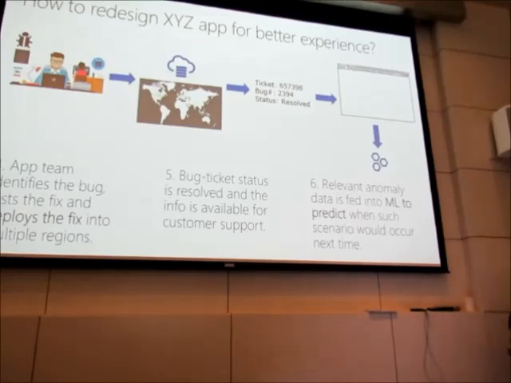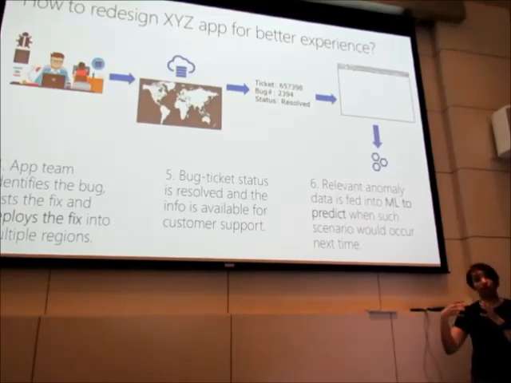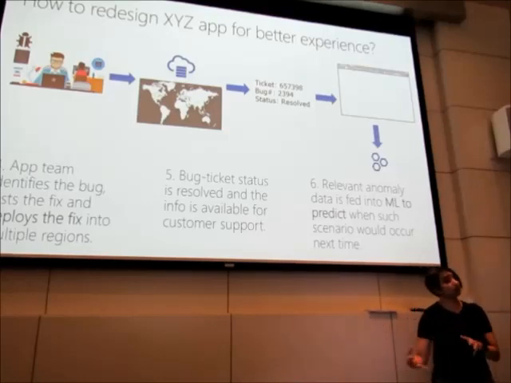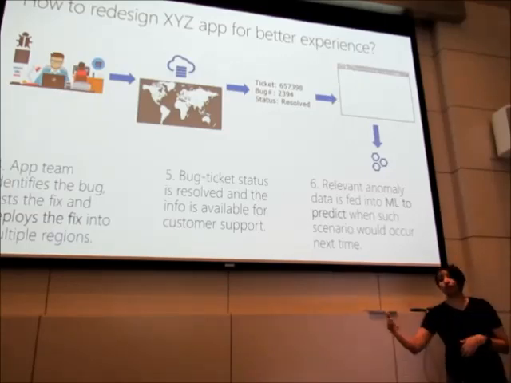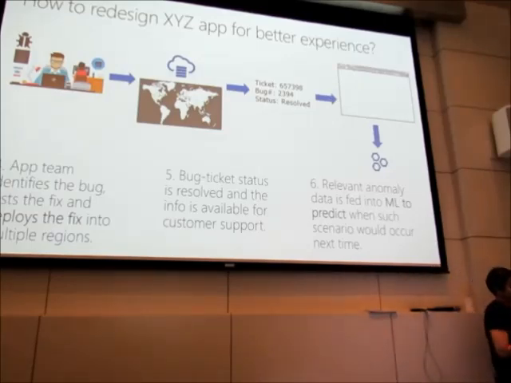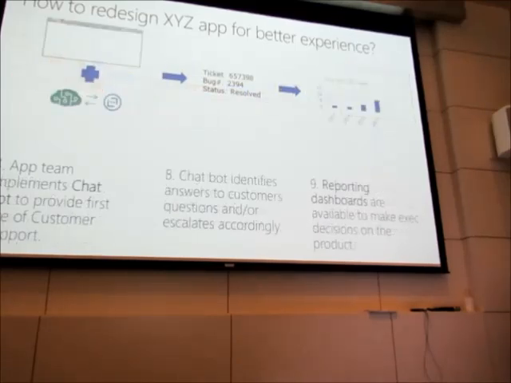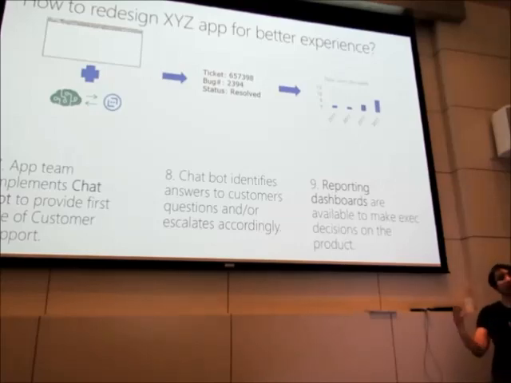And then next, this relevant anomaly data is fed back to your engine, which predicts again. So you are continuously improving your prediction algorithms as well. That's the next step. All these things are your prediction steps. Then, going forward, you will have the reactive steps.